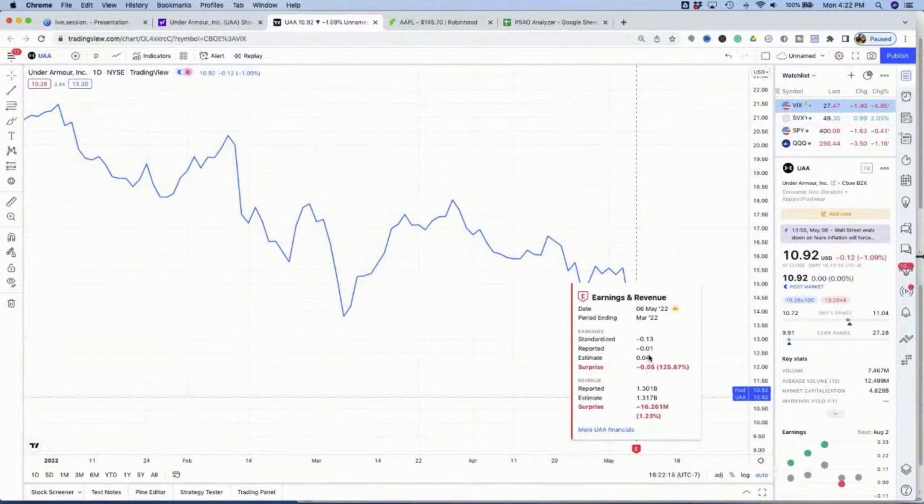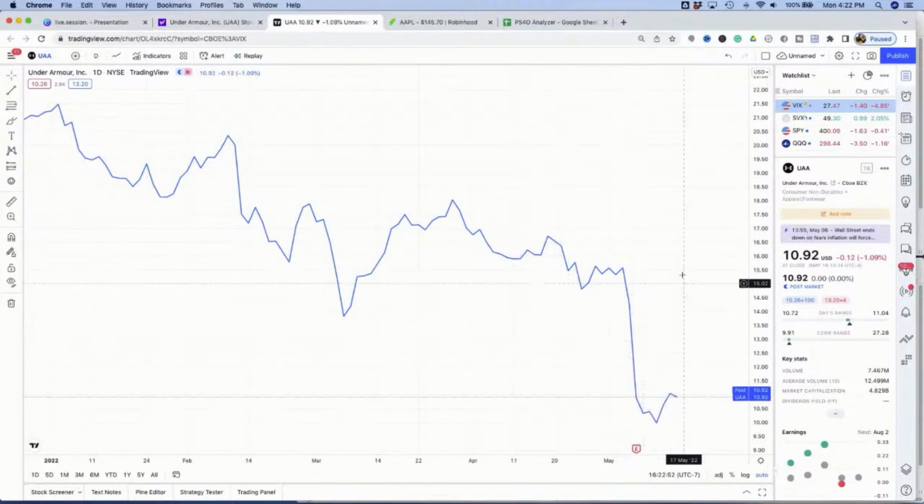So they said their earnings were at -1 cent per share. The industry analysts estimated that the earnings would be 4 cents per share, but as it turns out, Under Armour reported a negative earnings, so they got a negative 5 cents, which is down 125%, and also the revenue was down. So the industry analysts estimated the revenue to be 1.3 billion, and Under Armour only reported 1.30 billion dollars. And so these two negative aspects, these two black marks, if you will, caused the stock price to dip quite a bit, right?